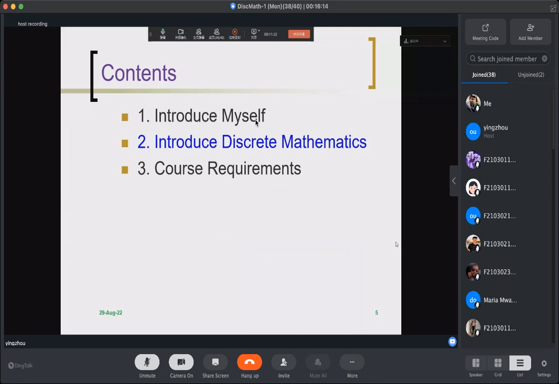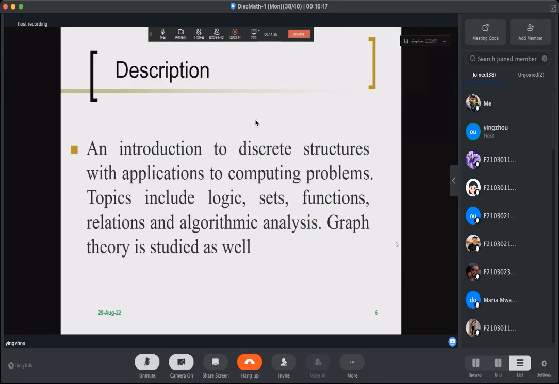Now we introduce our course, Discrete Mathematics. So what does discrete mathematics mean? Mathematics, maybe you will find it boring, or very complex and difficult to learn. But in fact, it is discrete. Discrete mathematics is sometimes also called computer mathematics. That means it is the basic mathematics for computing, for the computer. It is connected to discrete structures, and discrete structures are very important for our computer major.